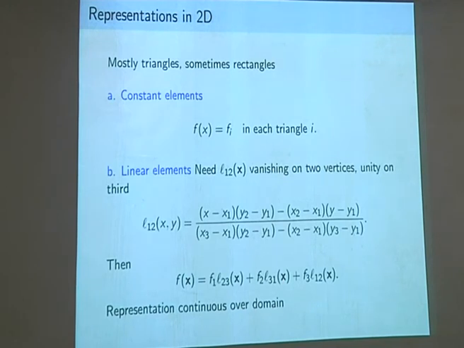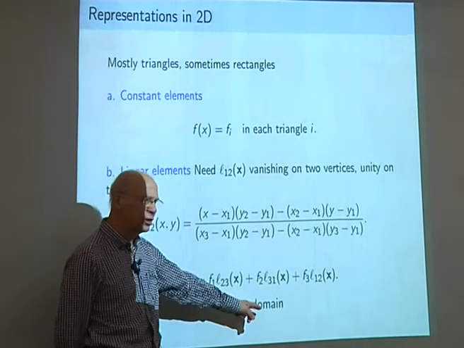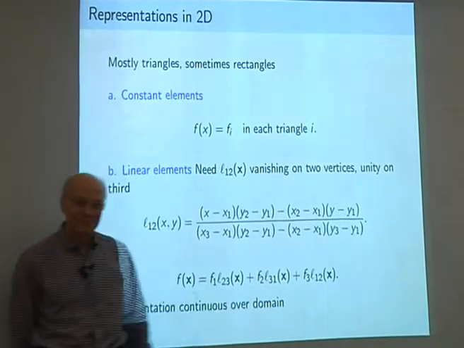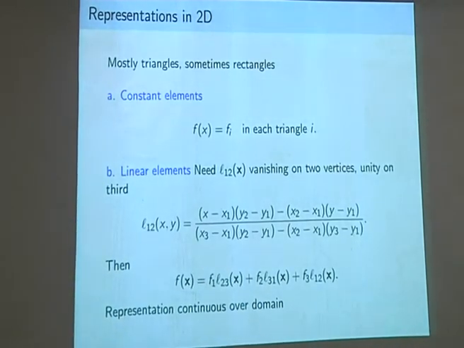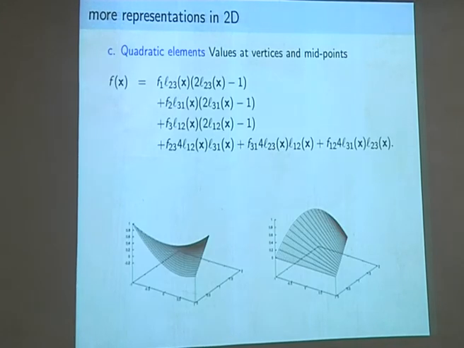The representation is continuous over the domain. It's only continuous over this triangle, or it will be continuous over the whole domain when I put them all together. Okay, the quadratic elements, I use those linear functions. If I square a linear function or form a product of 2 linear functions, I get a quadratic function.